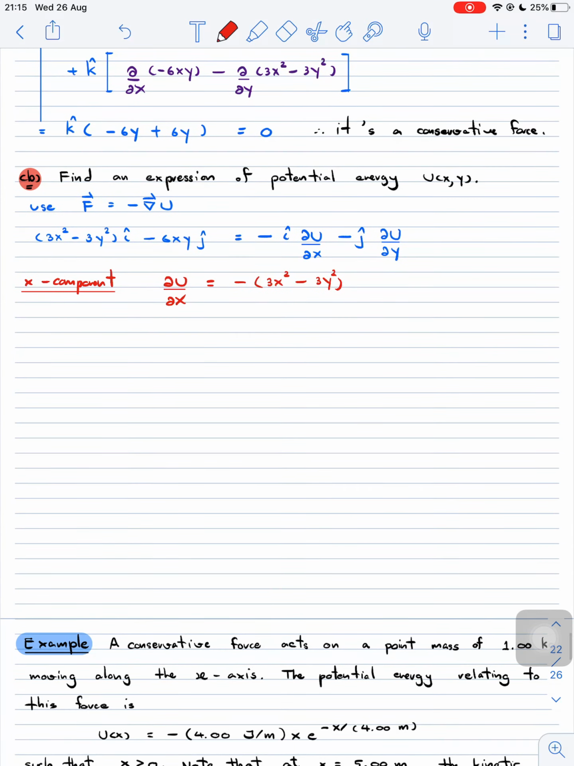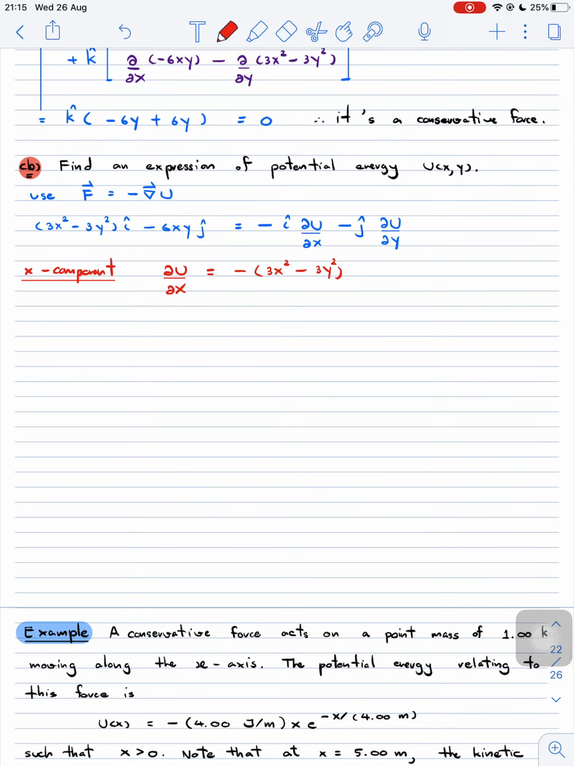Okay, can we do the integration here? Yes, we can do the integration, right? So let's try to do the integration. If we move the dx to the right hand side and do the integration, we can get that u, which depends on x and y, must be equal to, okay, so let's integrate 3x squared. It's just equal to x cubed, and then minus the 3y squared.